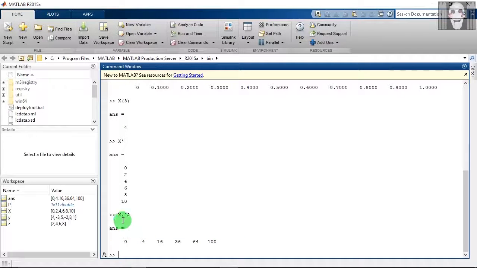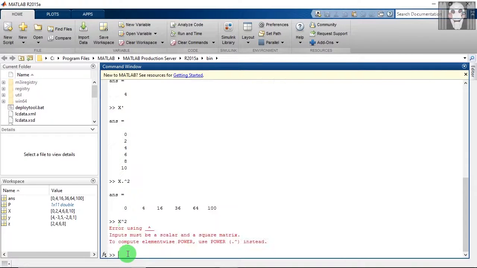Note that I have put a dot here, which means that when I say x dot raised to 2, it will square each and every element of x. But if I don't put this dot, let us see what happens. So as you can see here, MATLAB has given you an error. It says that the matrix x is not a square matrix, so it cannot multiply it.